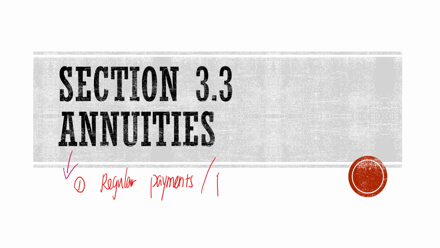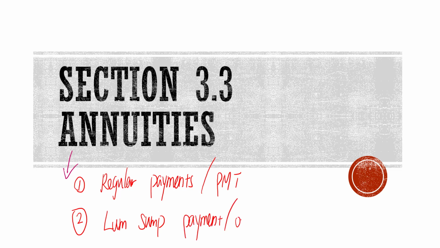The first element, regular payment, we also call it PMT. And the second one is called the lump sum payment or one-time payment. If the financial instruments satisfy those two conditions, then we call this an annuity.